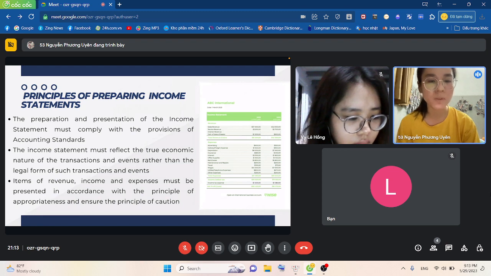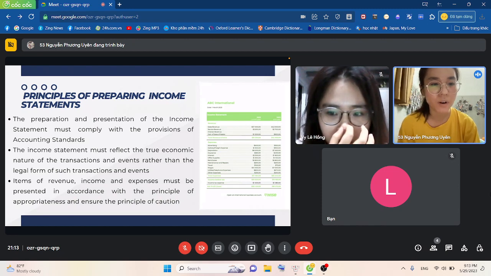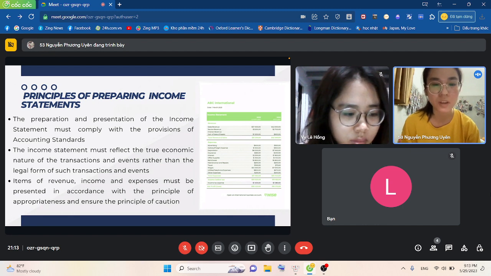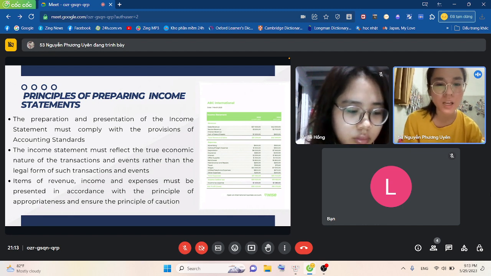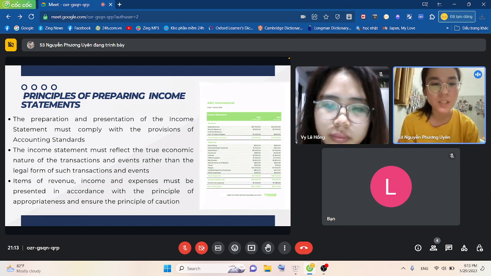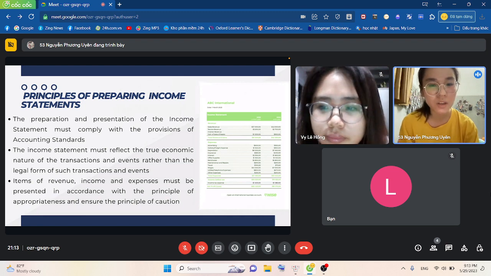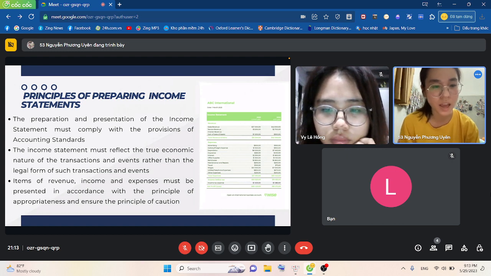The income statement must reflect the true economic nature of the transactions and events, rather than the legal form of such transactions and events. Items of revenues, income, and expenses must be presented in accordance with the principle of appropriateness and ensure the principle of caution.